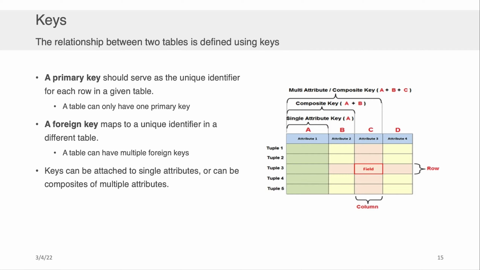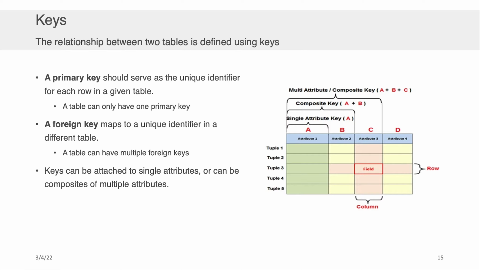The key is what governs the relationship between the two tables. It's a column in one of the tables that ties it to a column in another one of the tables and therefore allows you to glue those two tables together. For the purposes of this class, I'd like you to think about keys as being of two kinds. There are primary keys, and these should always serve as the unique identifiers for each row in a table. So one table only has one primary key. It should be a unique ID for that row. That's the way to think about it.